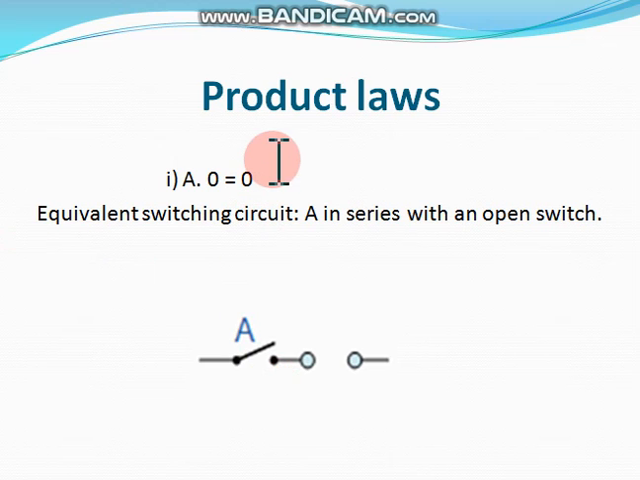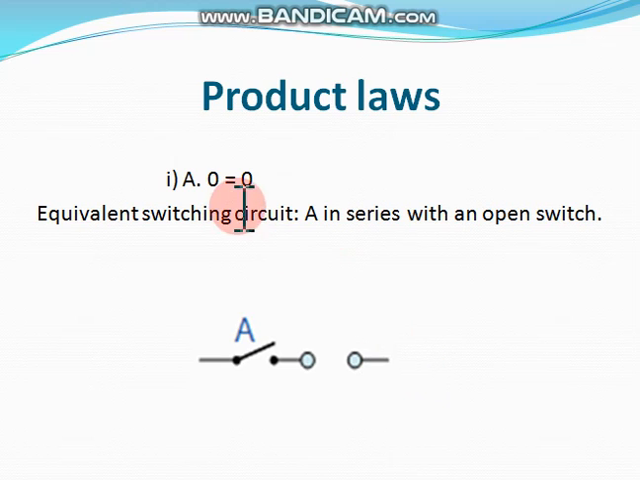Then this is one of the product laws, A and 0. The equivalent is switch A in series with an open switch. So this is a series circuit, and this switch here is already open. This 0 represents this switch and it's open, and then we have an A here. In this case, we think of all possible outcomes, whether the value of A is 1 or the value of A is 0. As long as the switch here is open, the bulb won't go on, so it will be off.